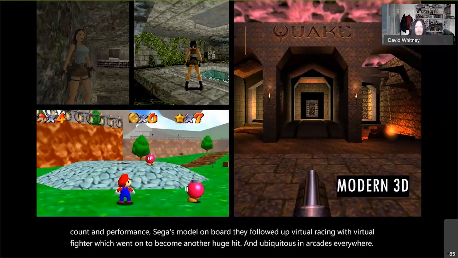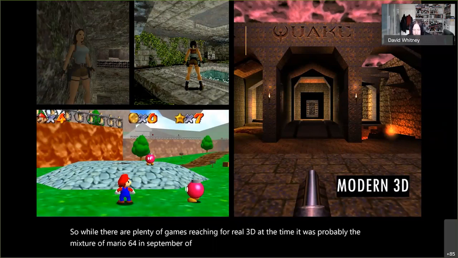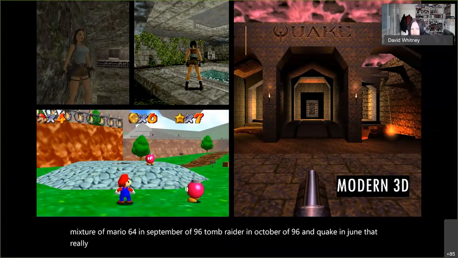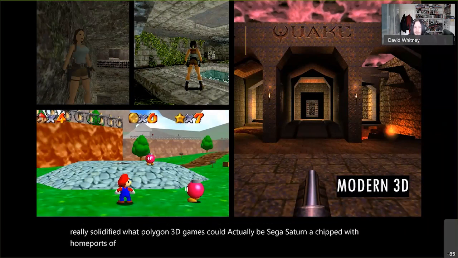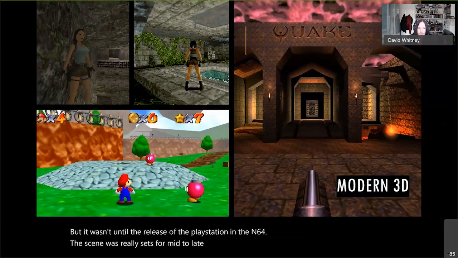So, while there were plenty of games reaching for real 3D at the time, it was probably the mixture of Mario 64 in September of '96, Tomb Raider in October of '96, and Quake in June of 1996 that really solidified what polygonal 3D games could actually be. Sega Saturn had shipped with home ports of Virtua Racing and Virtua Fighter very late in '94, but it wasn't until the release of the PlayStation and the N64 that the scene was really set for the mid to late '90s 3D game explosion, with those first games that felt like they really made complex 3D games mainstream.